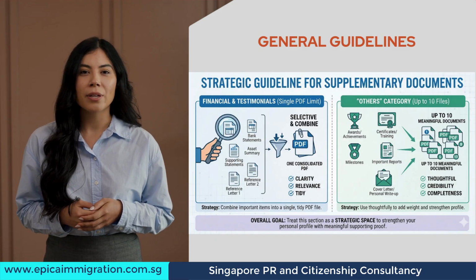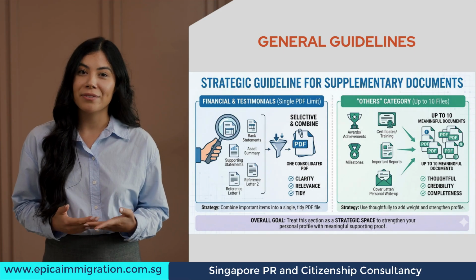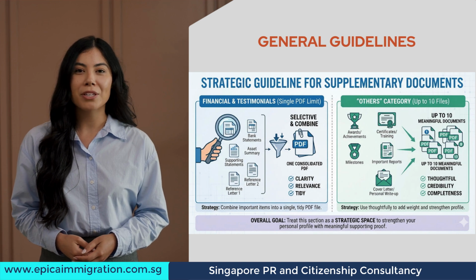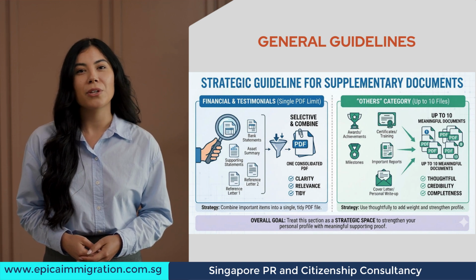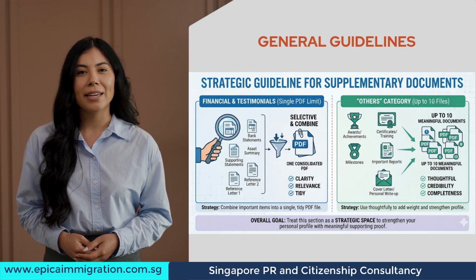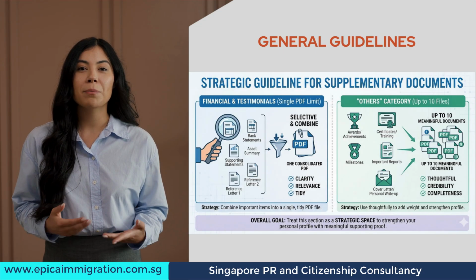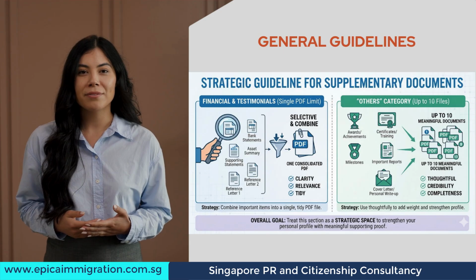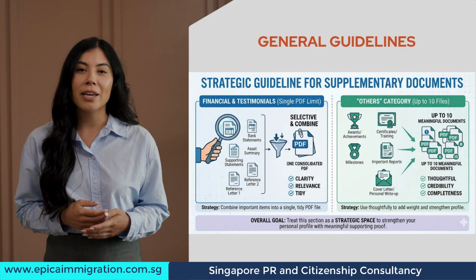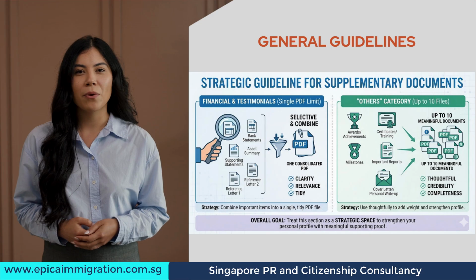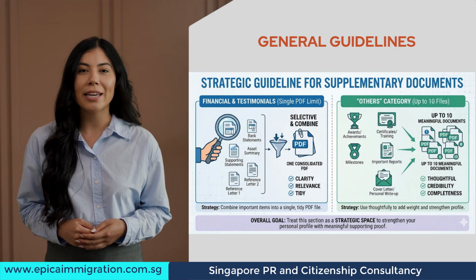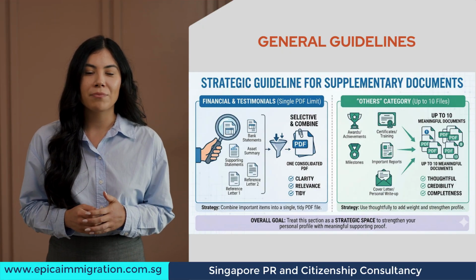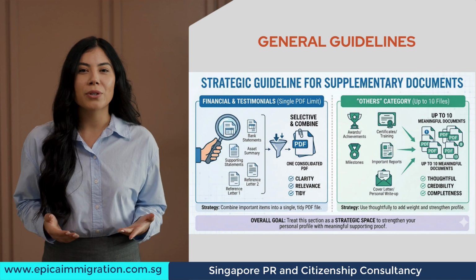For the Others category, because you can upload up to 10 documents, we usually recommend using it thoughtfully instead of leaving it empty. A practical guideline is to try to attach at least a few meaningful documents per person that can strengthen the credibility and completeness of the profile. These could include certificates, achievements, awards, professional milestones, training credentials, important reports, or any supporting proof that adds weight to your case. If you have a cover letter or an additional personal write-up that is relevant and helpful, this is also a sensible place to include it.